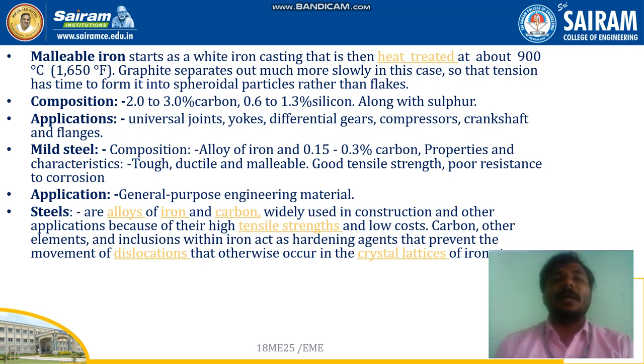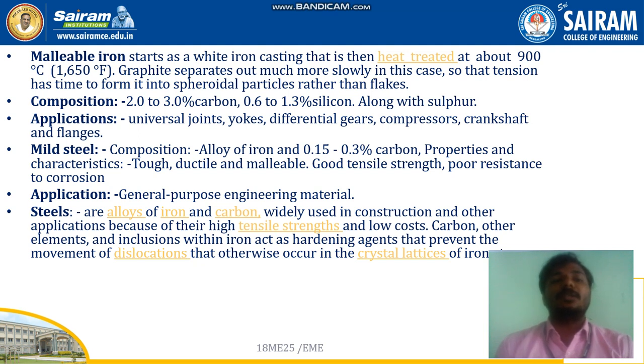The next one is mild steel. The composition of mild steel is an alloy of iron with 0.15 to 0.3% carbon. Its properties and characteristics: it is tough, ductile and malleable in nature, with good tensile strength but poor resistance to corrosion, meaning it is easily attacked by corrosion. The major application of mild steel is general purpose use in all engineering materials.